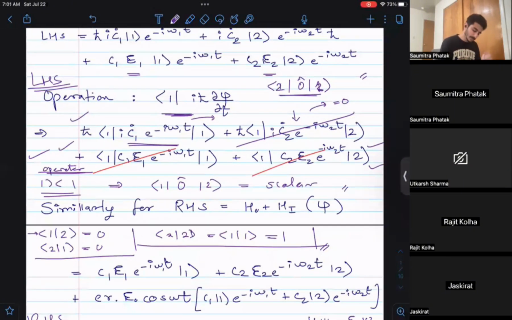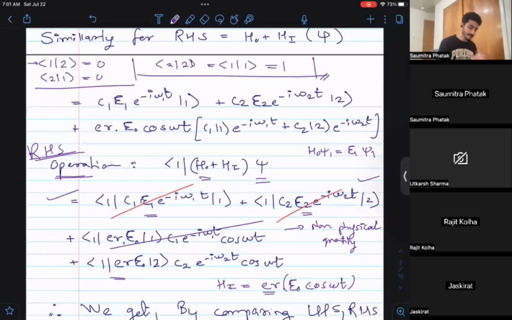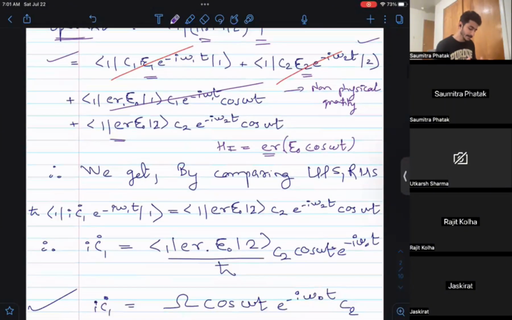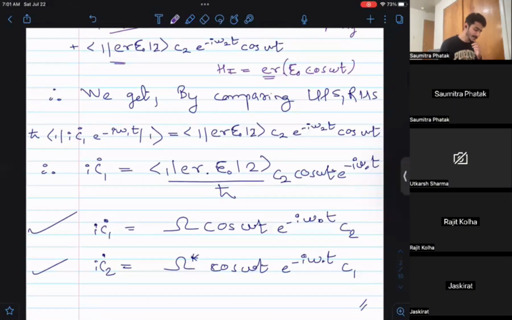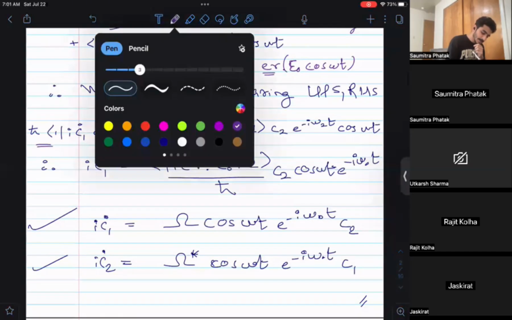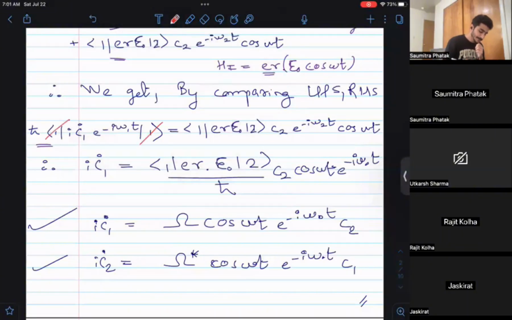After all, it's a little chaotic to see here, but after solving the left-hand side and right-hand side of the equation and comparing them, we get a very simple expression where we get h bar, and this expression will simplify because these two will cancel out each other, and then we'll get just the simple i C1 dot.